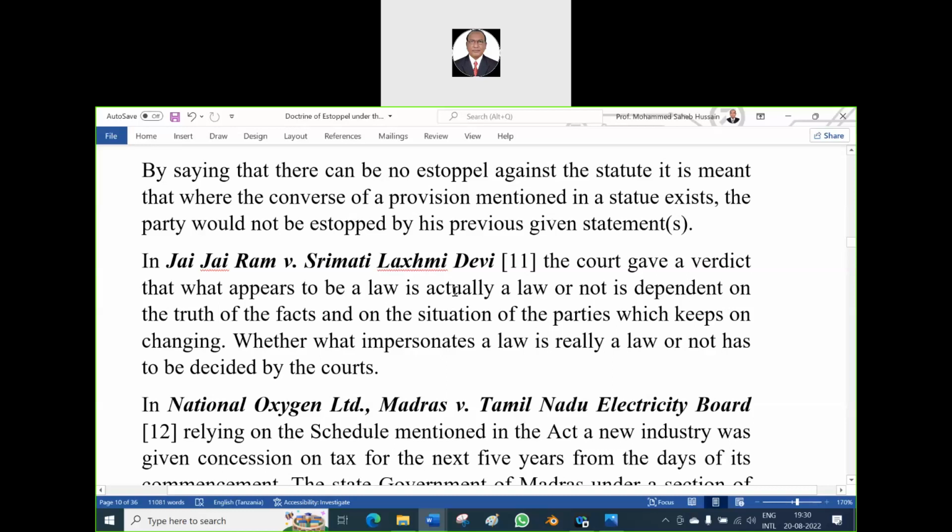Let us see Jai Ram versus Srimati Lakshmi Devi. The court gave a verdict that whether what appears to be a law is actually a law is not dependent on the truth of the facts and on the situation of the parties, which keeps on changing. Whether what impersonates a law is really a law has to be decided by the court. So, a law is a law. It is not dependent upon the facts, nor the variables. At that instance, the law would prevail, but not the estoppel. Is it clear?